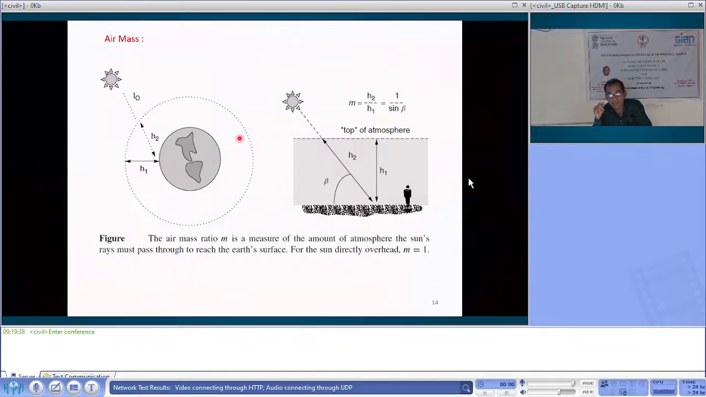Now air mass is another definition, which is given by this formula. When this angle beta, measured from the ground, reaches 90 degrees, it means the sun is overhead, which we call the sun at zenith, overhead at 12 o'clock. So beta equals 90, sin of 90 you put, and that will give the value m equal to 1. Here they mention that for the sun directly overhead, m will be 1. The standard test condition is taken as 1.5.